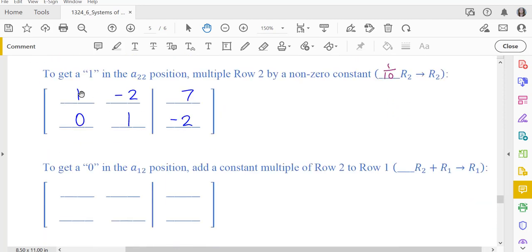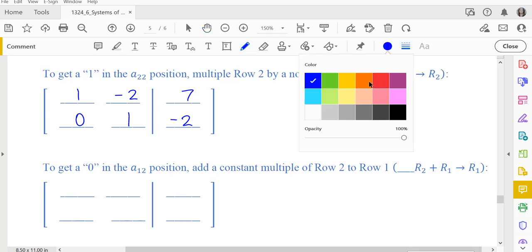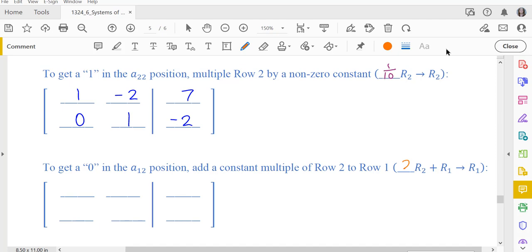One more step. I've got a 1, a 0, a 1. Now I need to get a 0 here. I need to multiply this 1 by 2 and add it to row 1. So I'm going to get a different color. 2 times row 2 plus row 1 becomes row 1. I'm going to multiply this one by 2. I'm not changing row 2. 0, 1, -2. That stays the same.